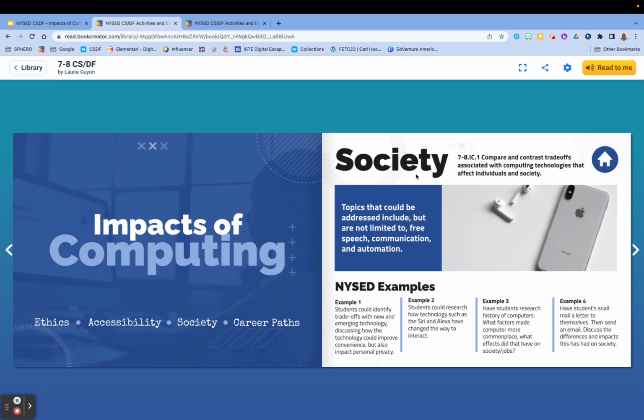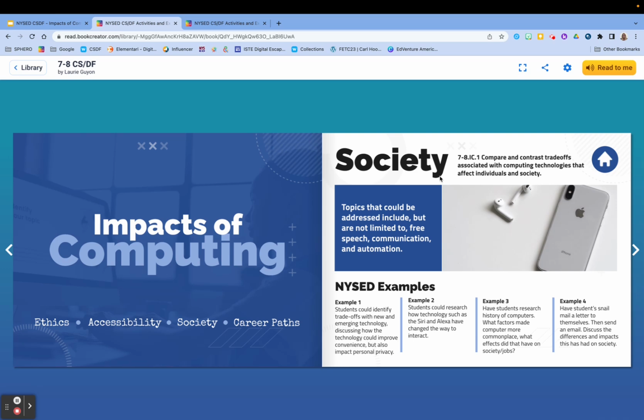Each book is set up the same way. You'll have the sub-concept area, the standard, and then inside the blue box will be the clarifying statement, and then below the clarifying statement will be the examples that the state put together on that separate PDF. If you want to look at the standards the way the state put them together, please check out the NYSED website to see them that way. But let's look through the standards. The first sub-concept area of impacts of computing is society.